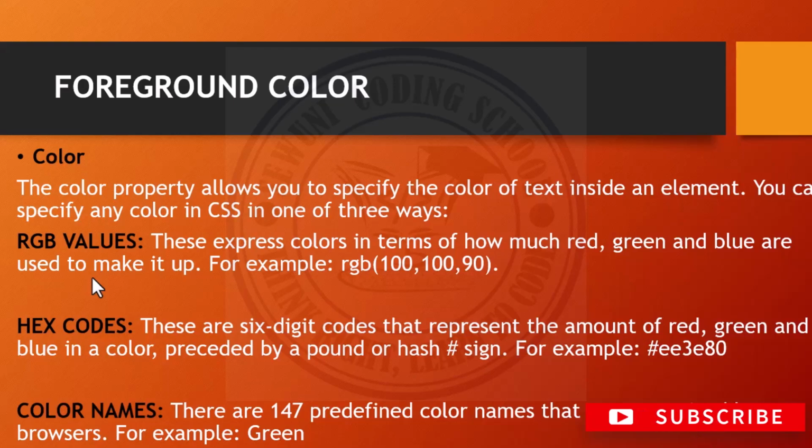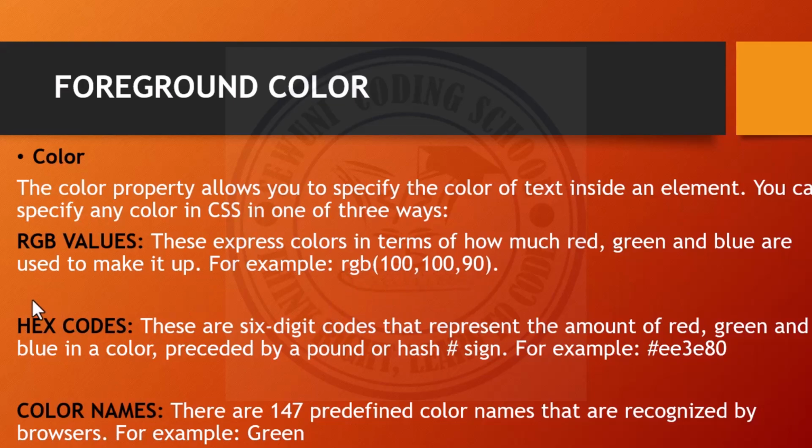It expresses how much red, how much green, and how much blue a particular color is made up of. So if we check this example, it simply means red has an amount of 100, green an amount of 100, and blue an amount of 90. These three colors put together will give you one particular color to use. So you can specify the color given to an element by using the RGB.